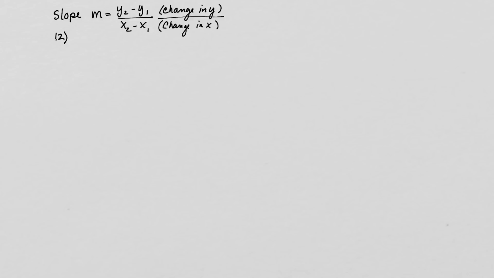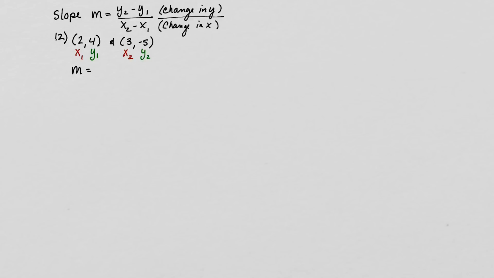So problem number 12 gives us 2 points, (2, 4) and (3, -5). Now, it doesn't matter which one you call x1, y1 and which one you call x2, y2. But I usually pick the first one and call it x1, and then the x component on the second point would be x2. The y component on the first point would be y1, and the y component on the second point would be y2. It doesn't matter which one you choose, you just have to keep the order the same for the rest of the problem.